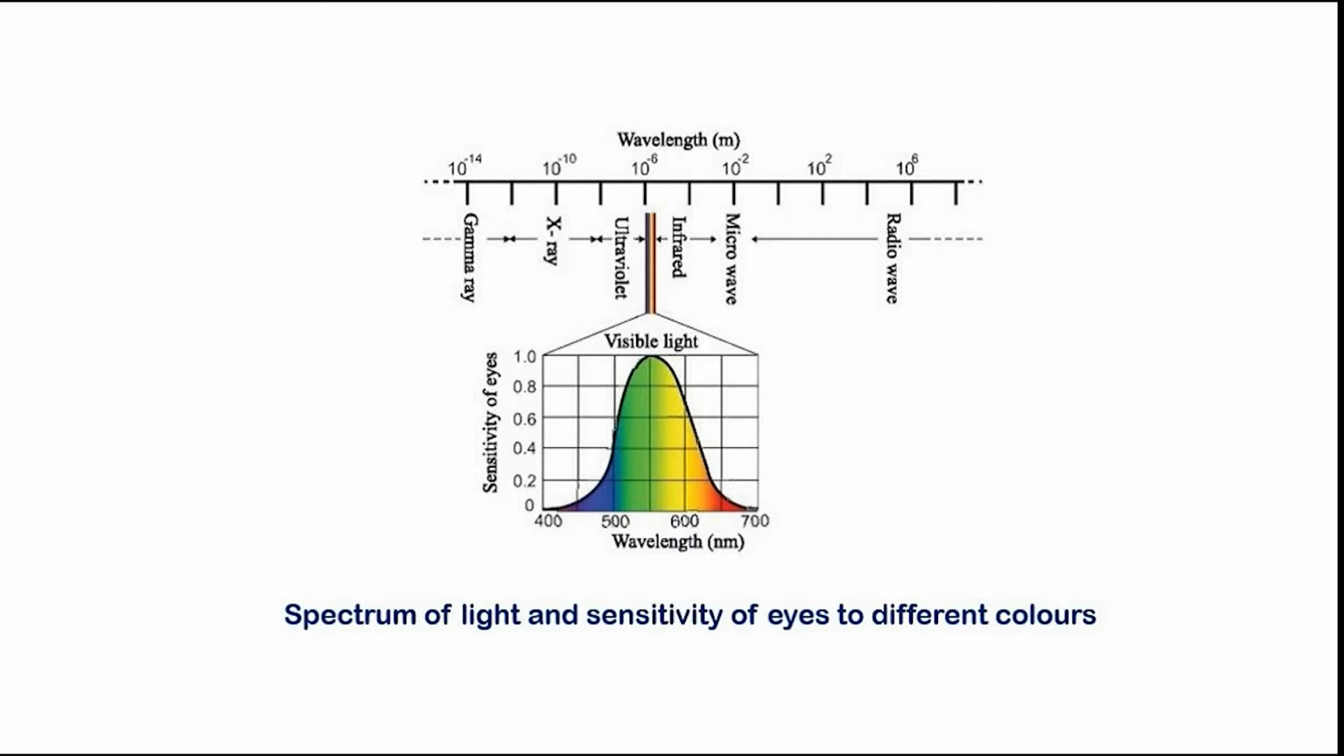The sensitivity of the eyes to different colors of different wavelengths is shown in the figure. If the wavelength is less than the smallest wavelength of visible light, we call it ultraviolet light. If the wavelength is even smaller, it is called X-ray, and even smaller is called gamma ray, which comes out from radioactive nuclei. If the wavelength is larger than the largest wavelength of visible light, we call it infrared ray. If it gradually becomes larger, we call them microwaves and then radio waves. So we can see that the wavelength of visible light is very small.